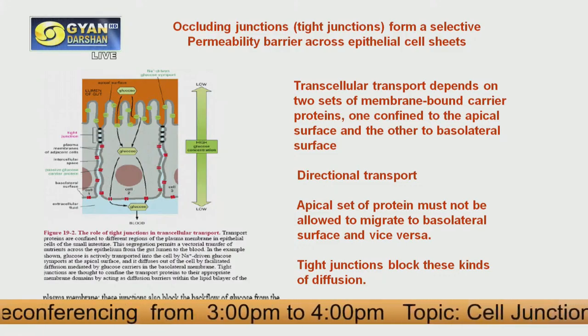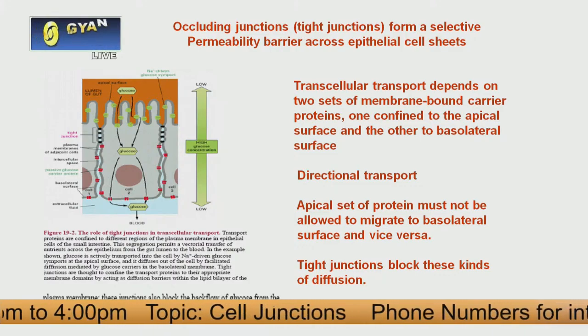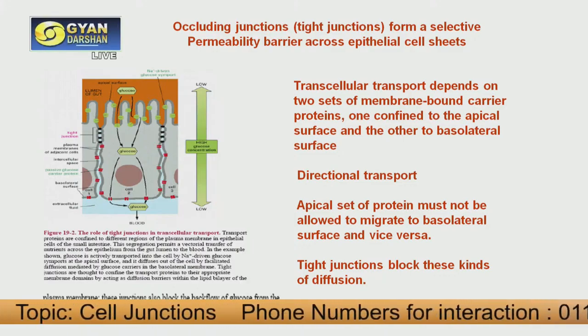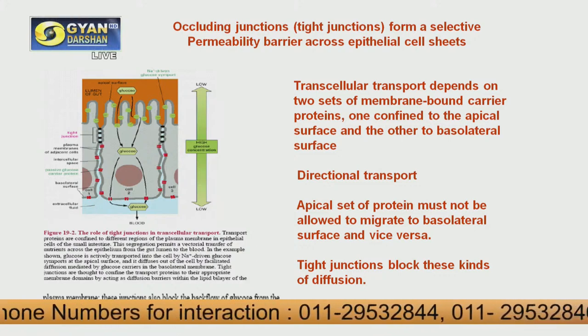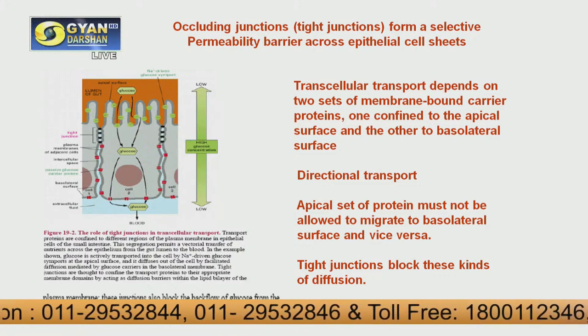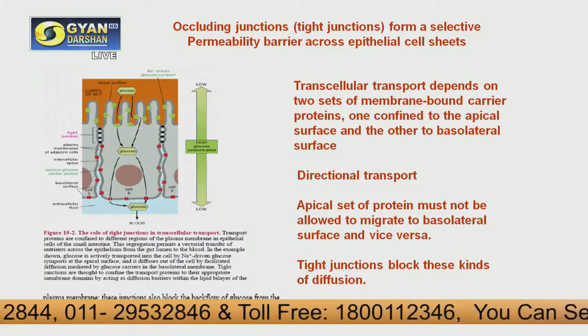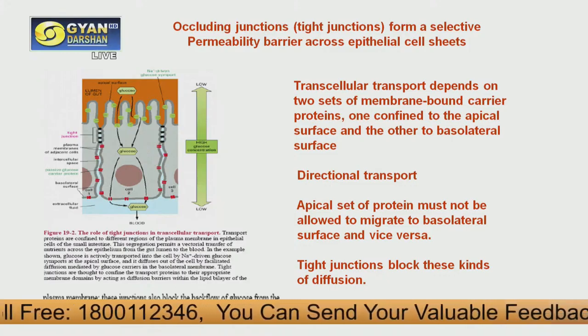That is, these types of intestinal surfaces have a distinct polarity, and there is a directional transport, and that directional transport is actually maintained by this kind of proteins. So in these cases, how do the tight junctions help?